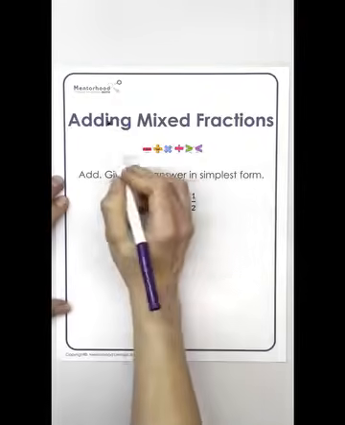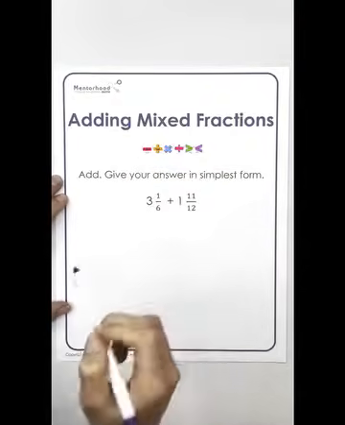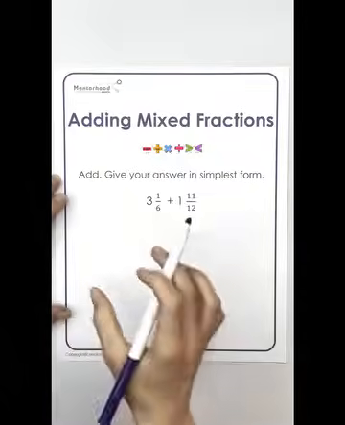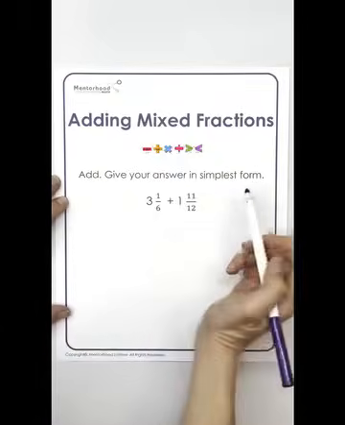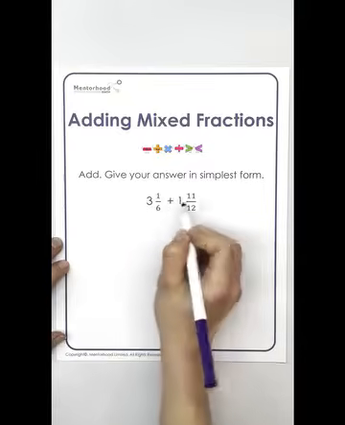Alrighty, we are going to do an example of adding mixed fractions algebraically, so without the use of a visual, like a bar model or a pie chart. So we are going to give our answer in simplest form when we're all done. So I've got 3 and 1/6 plus 1 and 11/12.